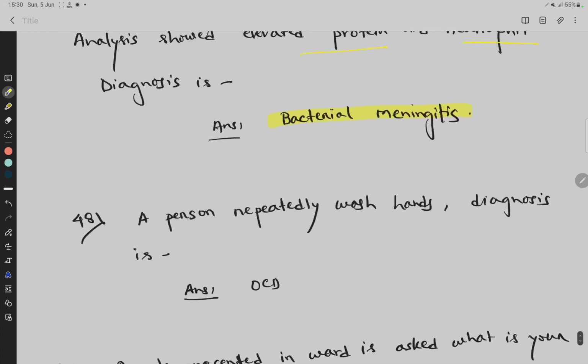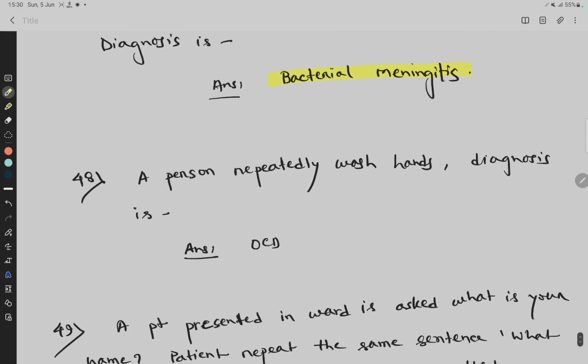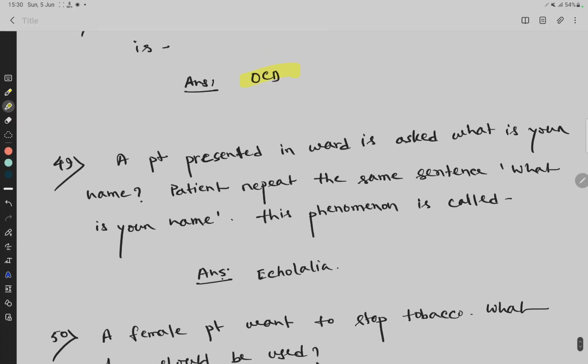48 number question, a person repeatedly washes his hands. Diagnosis is OCD, obsessive compulsive disorder.